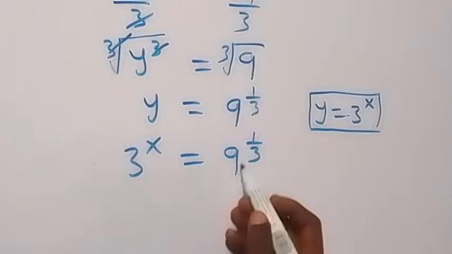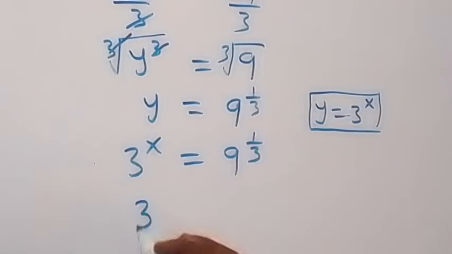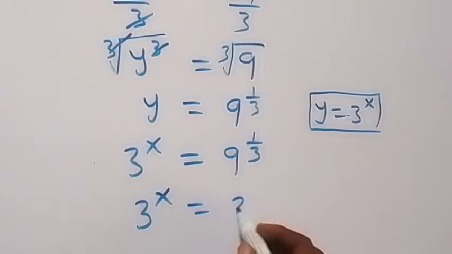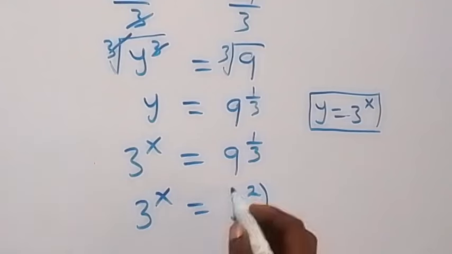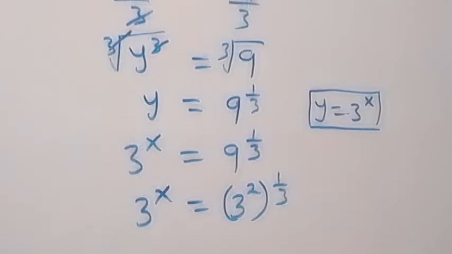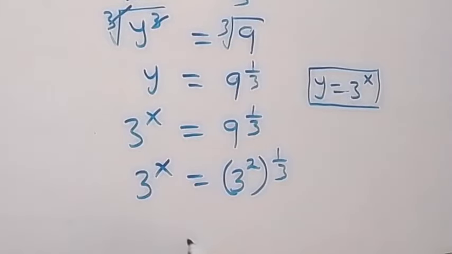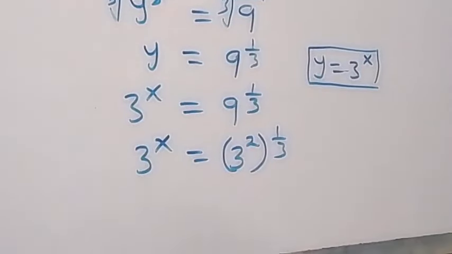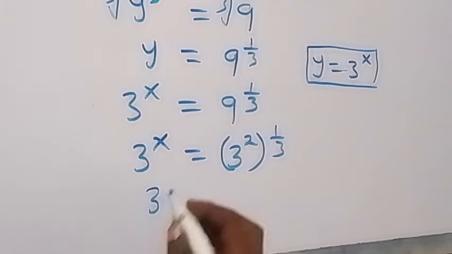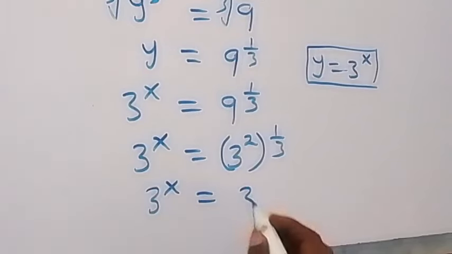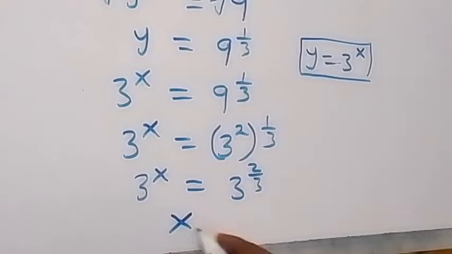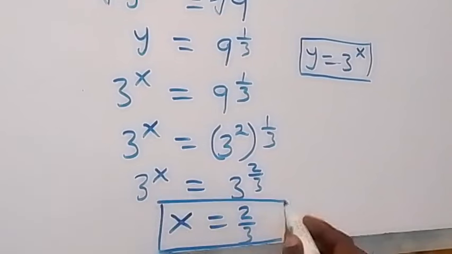Then we can also change 9 to base 3, and this will be 3 raised to the power x equals 3 raised to the power 2, then raised to the power 1 over 3. And since these powers multiply on the law of indices, we have 3 raised to the power x equals 3 raised to the power 2 over 3. Now we have the same base, so x equals 2 over 3. So we have the solution to be x equals 2 over 3.